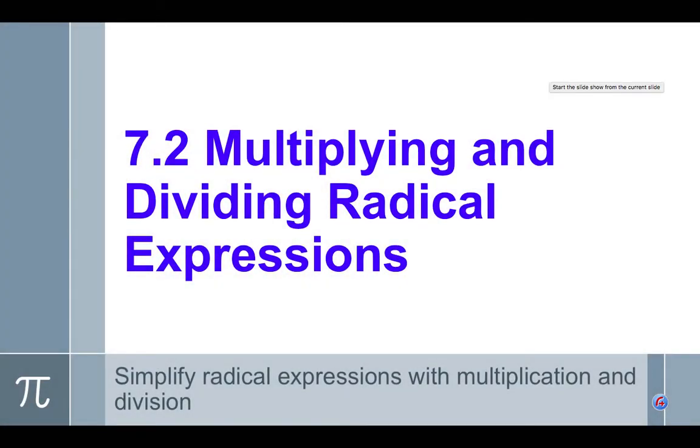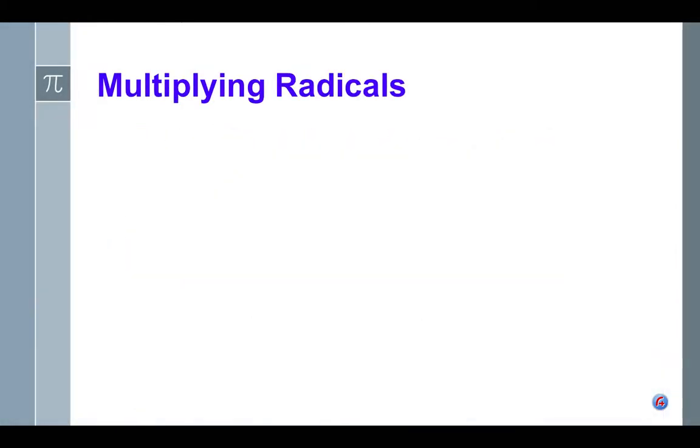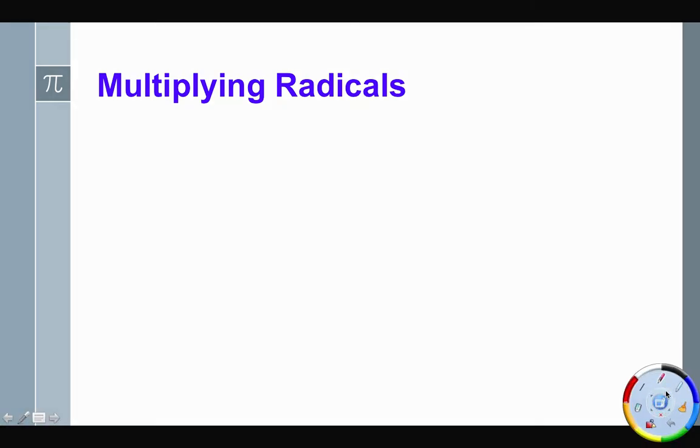All right, welcome, ladies and gentlemen, to our second section on Chapter 7, looking today at multiplying and dividing radical expressions. So we're going to be looking at how to combine two or more radicals together using multiplication and division, and then also going back to things we learned in the last section on how to simplify radical expressions with variables and numbers. So first of all, looking at multiplying radicals, we're going to be needing one little rule right here.